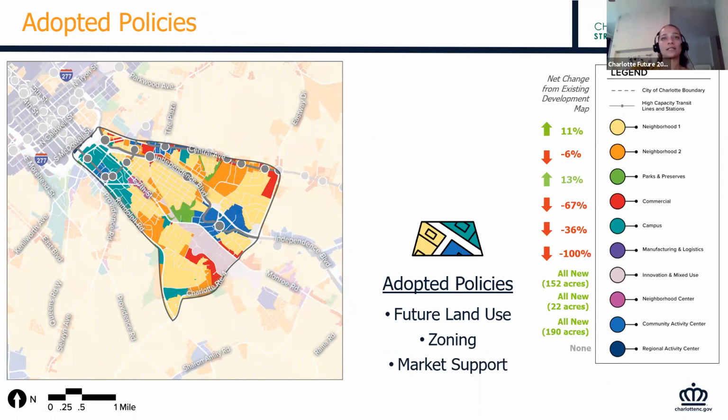Then the second step was to map the adopted policies. These were the area plans done from 2010. And this is a translation based on several inputs: your future land use, zoning, and I believe that we've only mapped things zoned through April of this year, and then your market support.